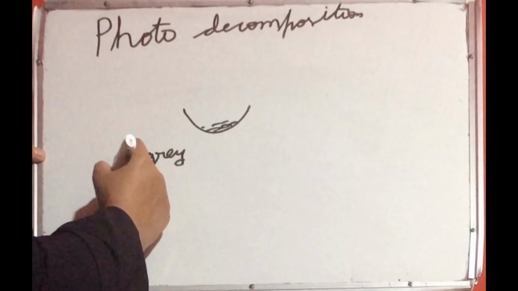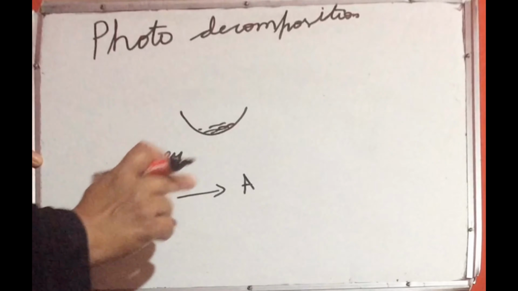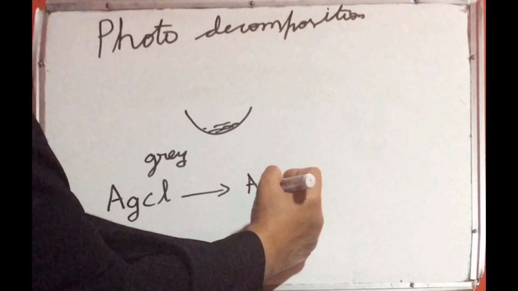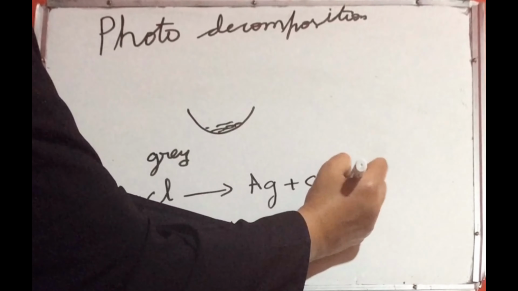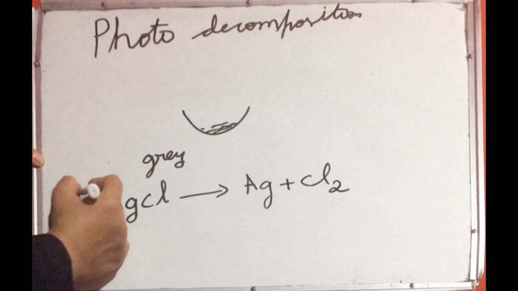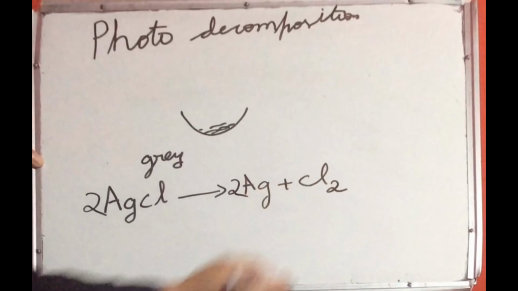What will be the reaction? The silver chloride formula is AgCl. AgCl in the presence of light will decompose to form silver plus chlorine. How do you balance this equation? 2AgCl will give you 2Ag plus Cl2.